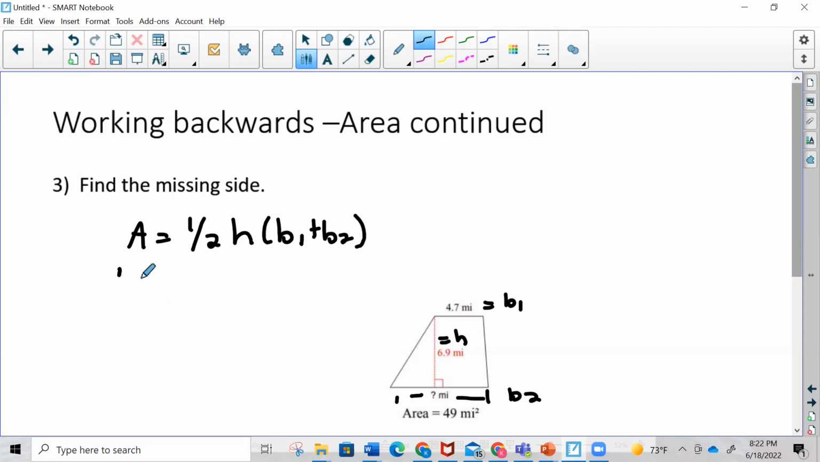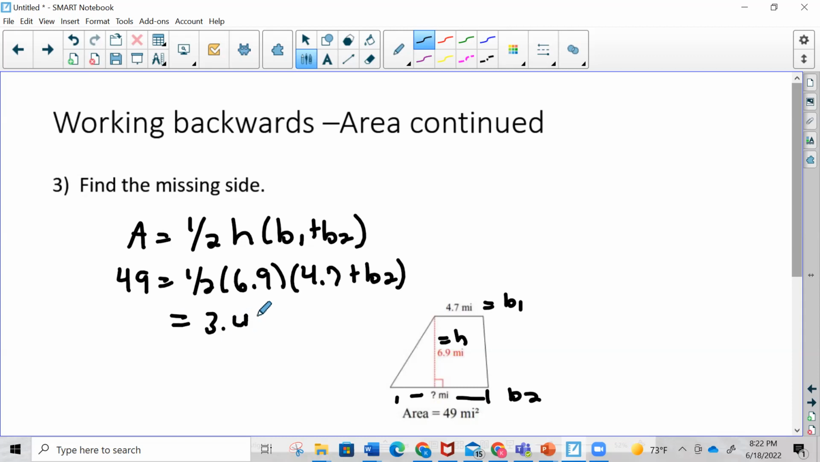Again, we just plug in what we know and then solve for what we're missing. I know the area is 49. I know the height is 6.9. And I know that B1 is 4.7. I'm looking for B2, so I leave that in my equation. Then we're going to solve this. The first thing you can do is I have 1/2 times 6.9. I can do that, either doing 1/2 or 0.5 times 6.9, and you get 3.45.